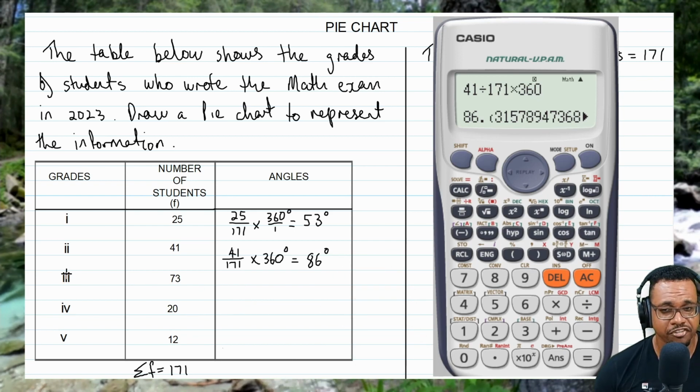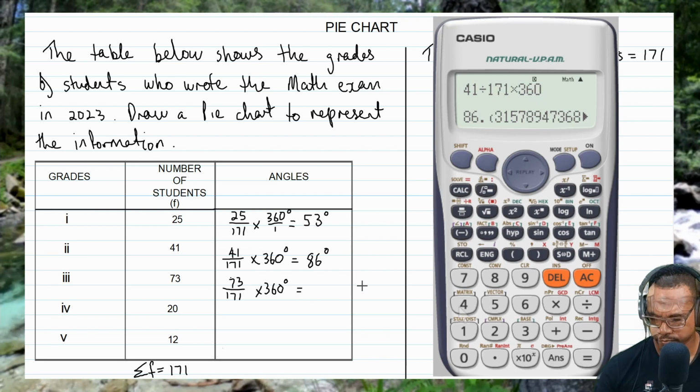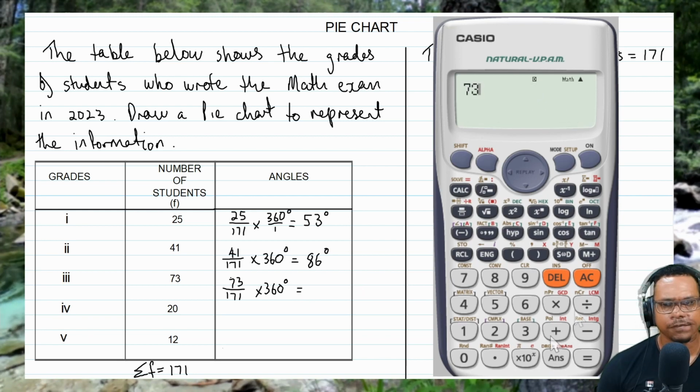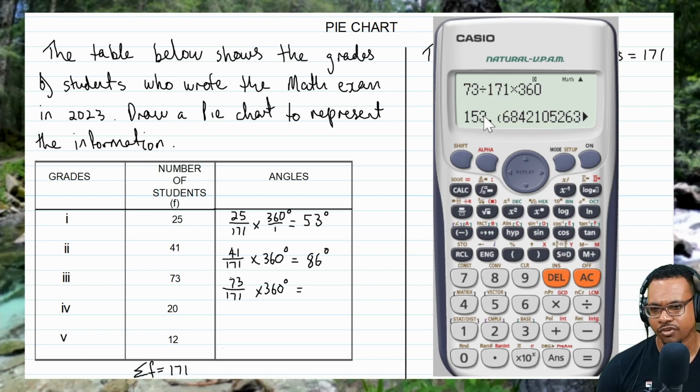So the next one will be grade 3s. So I'll have 73 over 171 multiplied by 360 degrees. And that'll be equal to, we have 73 divided by 171 multiplied by 360, and that will be 153.6. So this 3 will go up by 1 and we get 154 degrees. So for grade 4s, we'll have 20 over the 171 multiplied by 360.